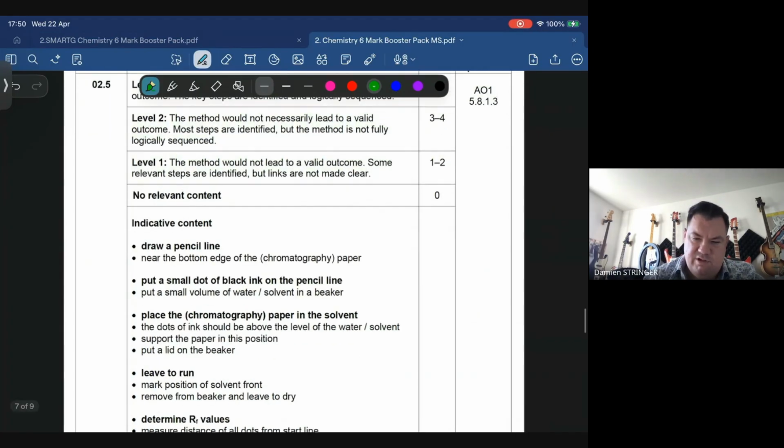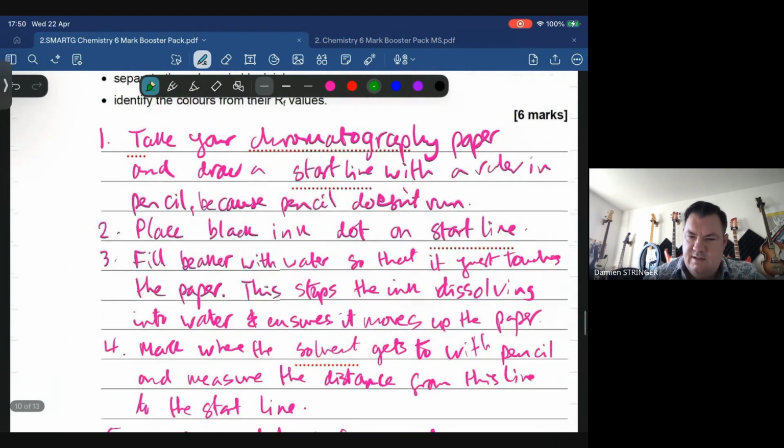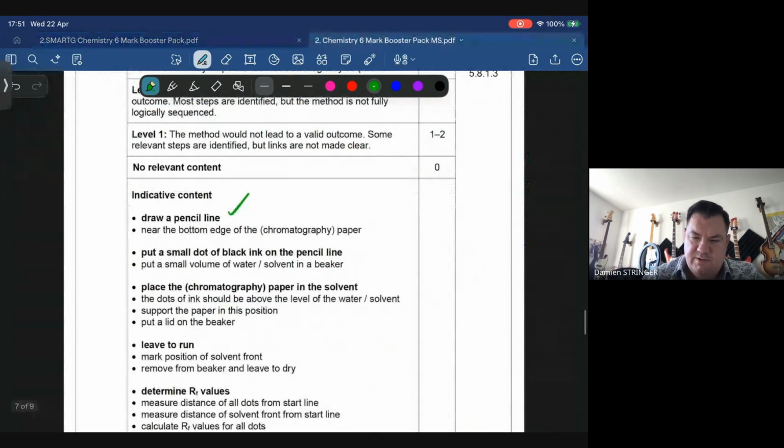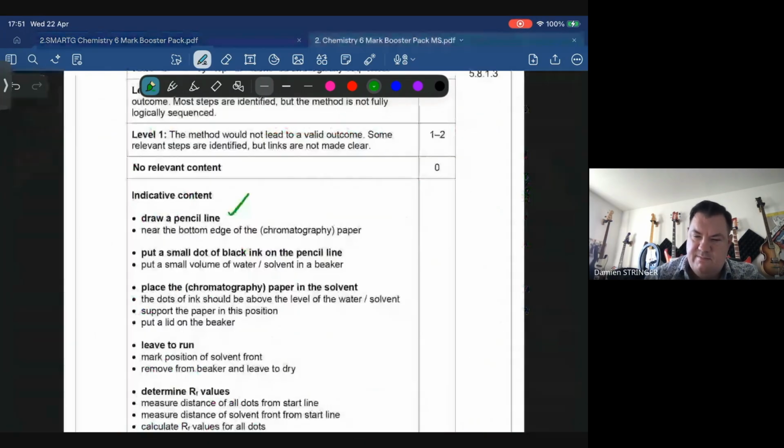So we've drawn this pencil line. We did say that near the edge. Maybe I didn't say near the bottom edge. What did I write? So it might be good to put in near the bottom edge. Like I say, you can miss something out like that, still get all the others. Put a small dot of black ink on, put a small volume of water. So we've done that, so that it just touches the paper, yeah.